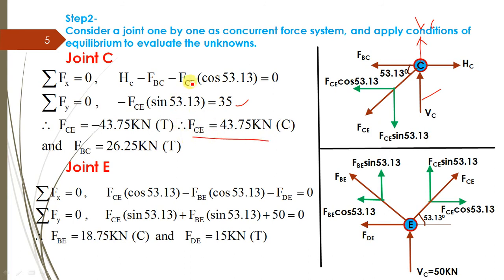Substitute f of CE in this equation. HC, we know that the value of HC is 0. So you will get f of BC. So f of BC माहित झाला आणि f of CE माहित झाला. One joint is over. Now come towards the joint E.